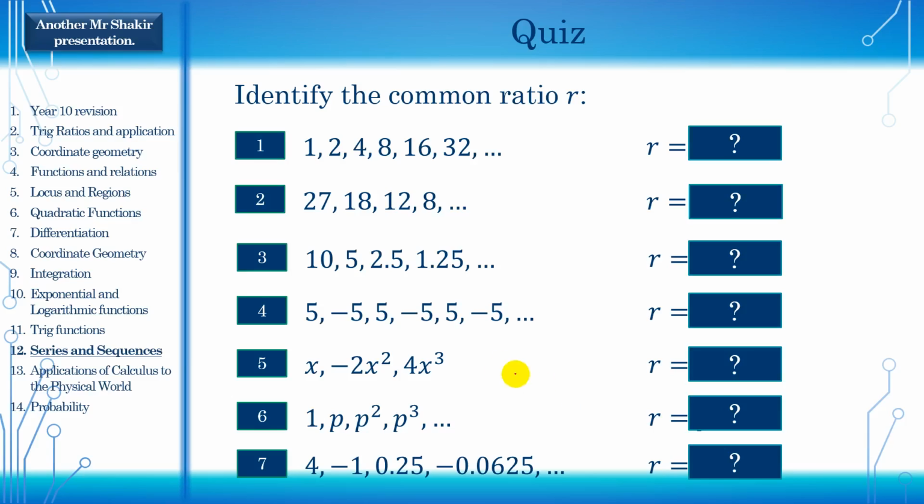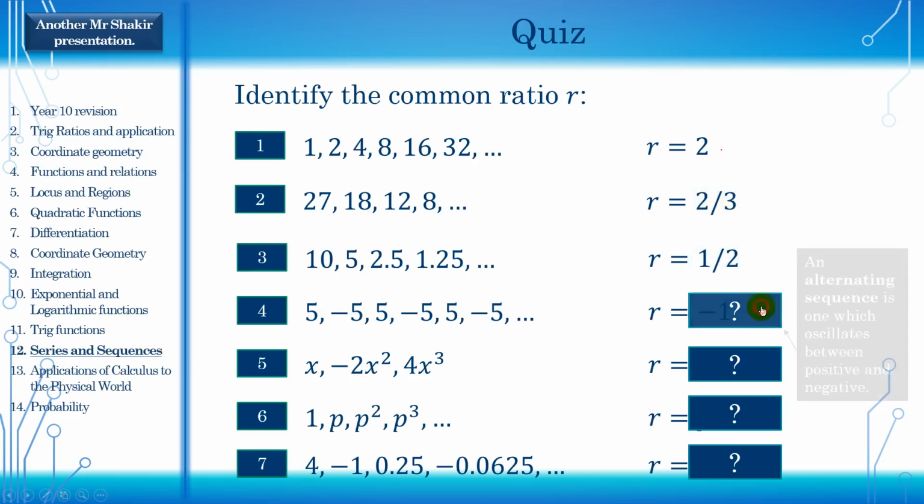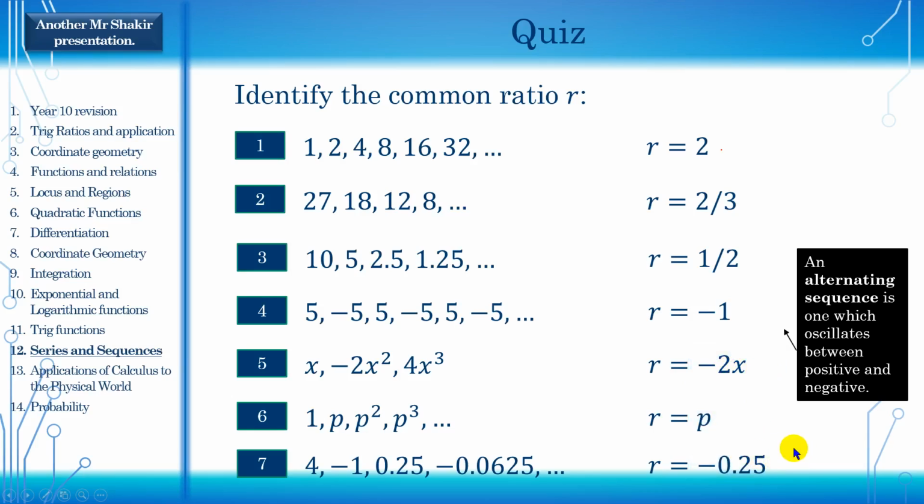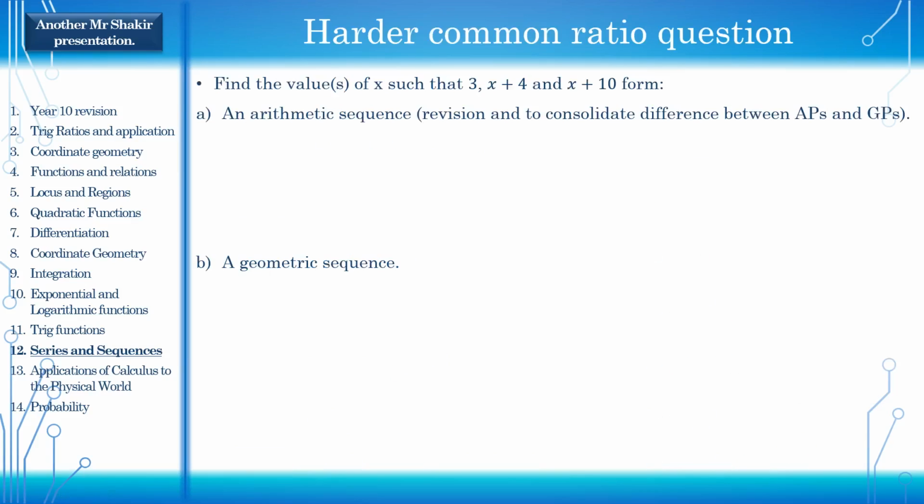And let's see. Right, first question, the answer to the first question. R is 2, 2/3, half, -1. And remember, a sequence where the positive and the negative numbers are alternating has to have a negative ratio. -2x, p, -1/4, or -0.25. Alright, let's move on.